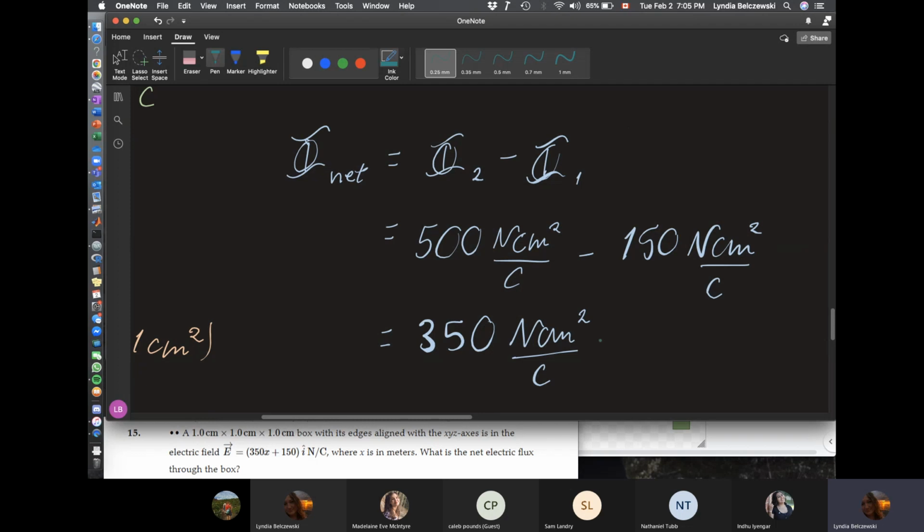Okay, so we are over time, so I'm going to stop there. Never mind, there's one more question. How do you know which flux is in and which flux is out? Okay, so the electric field was given in the i hat direction. When it defines it down in the question here, it just has 350x plus 150 i hat. So for positive values of x, it's going to be pointing in the positive i hat direction.